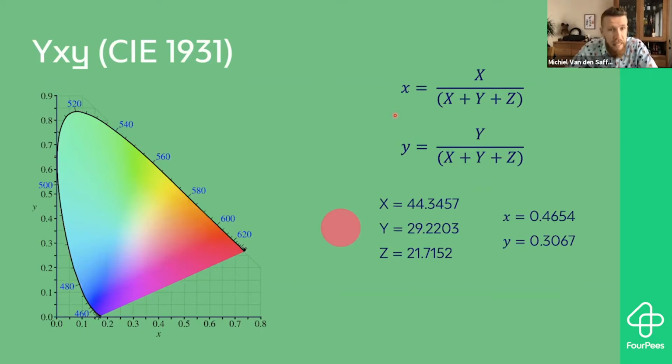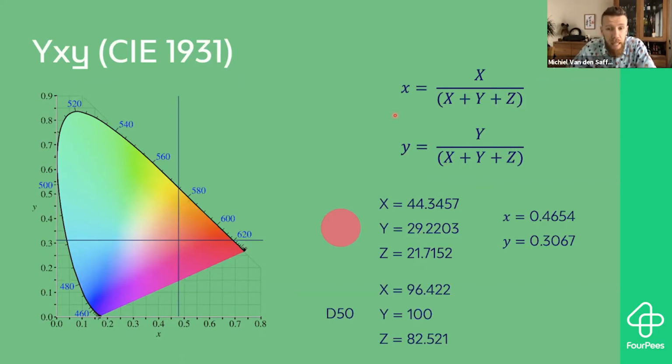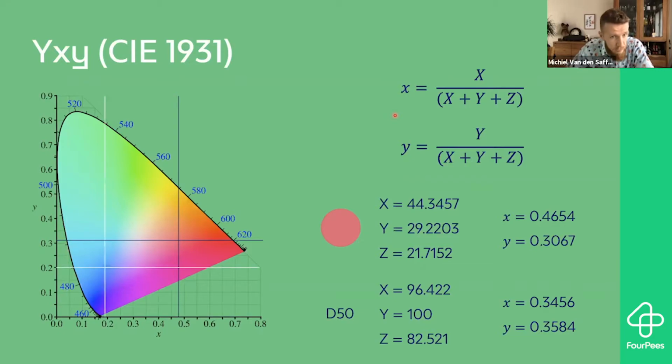Now let's mark that on our map. Let's put it on the diagram. So our color is over there, somewhere in the reddish pinkish area. That's perfectly where I expected, because obviously it's a reddish pinkish color. I did the same thing for D50. So I have my XYZ values that we took on the previous slide, and I calculated the x and y for that, and we can put it on the diagram. And we can see that's where our white is for our D50.